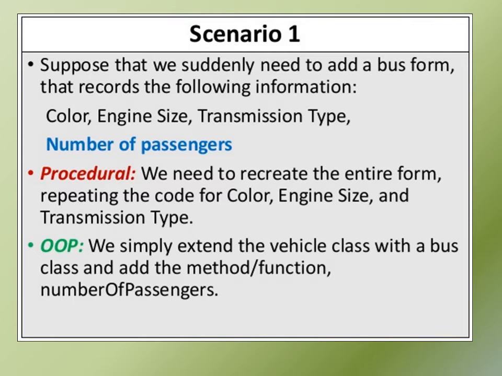But if we are doing this by using object oriented programming, we simply extend the vehicle class with a bus class and add the methods and functions, that is the number of passengers. So this is the difference between procedural and object oriented. In procedural we have to recreate the entire form, but in object oriented programming we just extend the vehicle class with the bus and we can add. So this is the reusability and inheritance property.